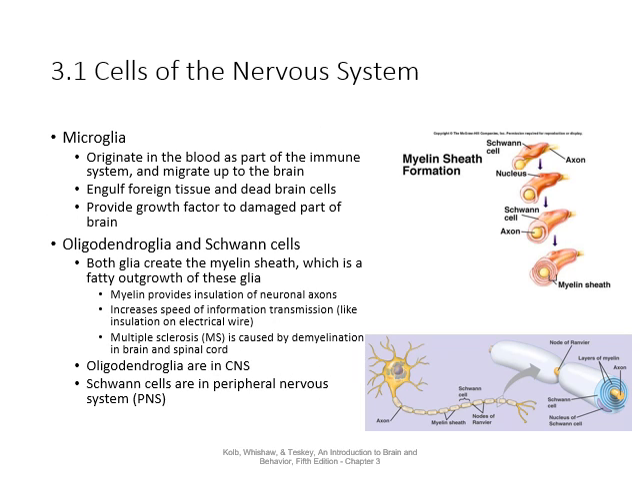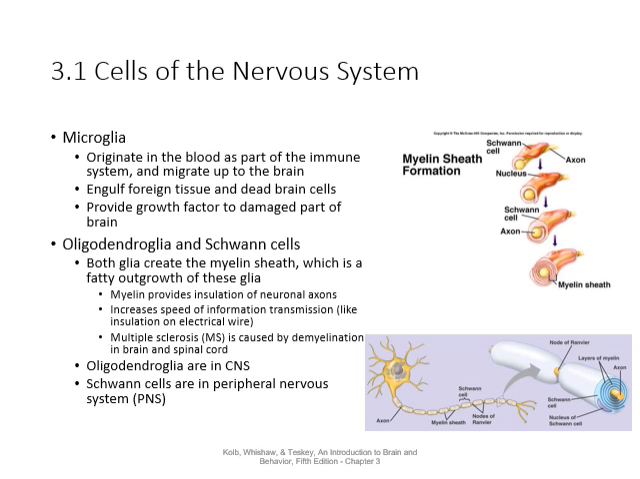Okay, microglia is the next type of glial cell. They originate in the blood as part of the immune system and actually migrate up to the brain through the blood. They engulf foreign tissue, eat up dead brain cells, and they provide growth factors to damaged parts of the brain.